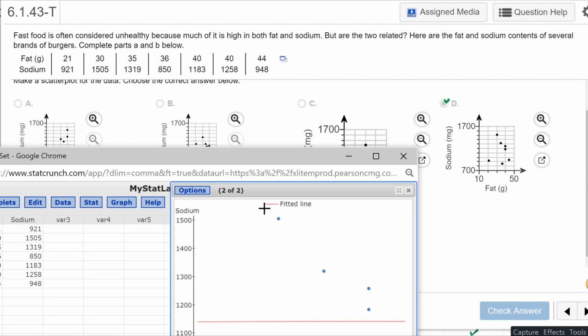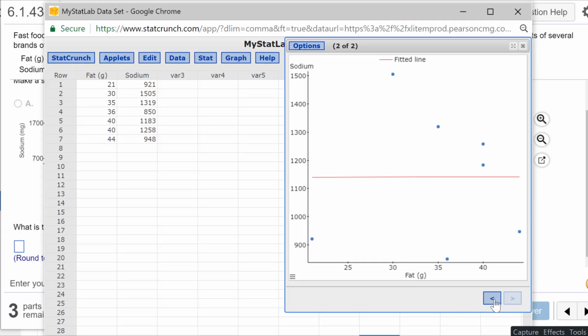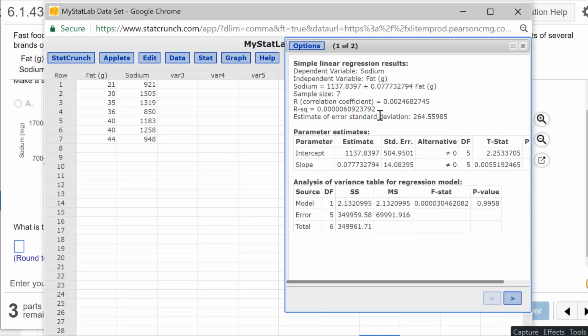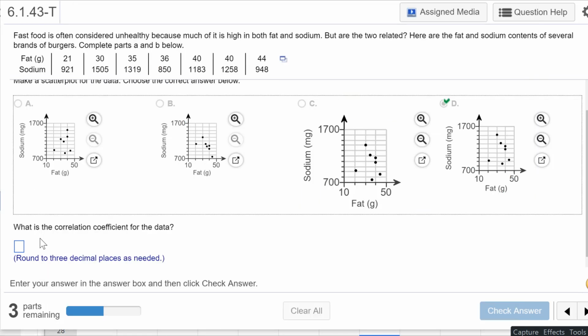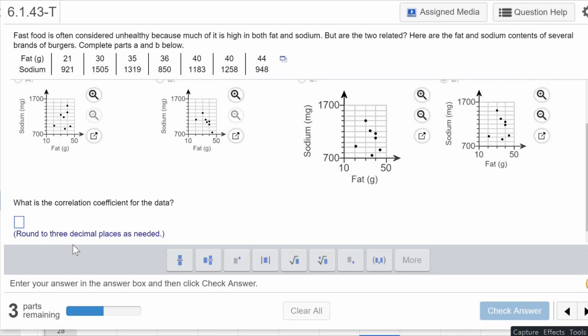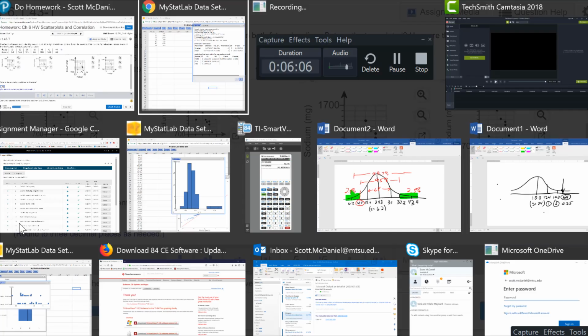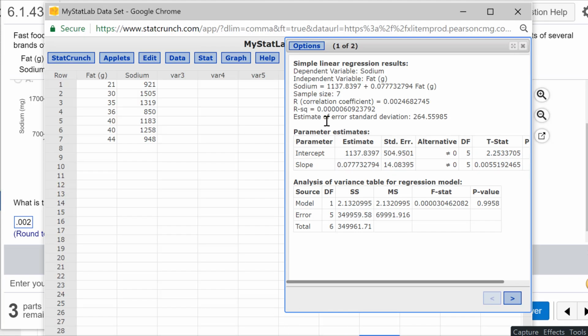So what is the correlation coefficient? Let's go back. It is 0.00025. I didn't catch the rounding to 3 decimals. So 0.002. Actually 0.00246, so 0.002.